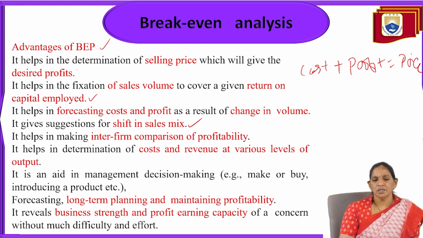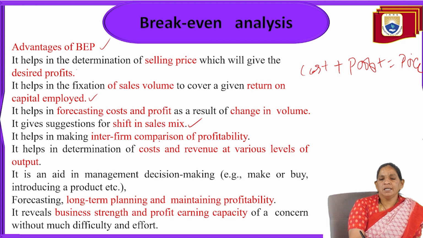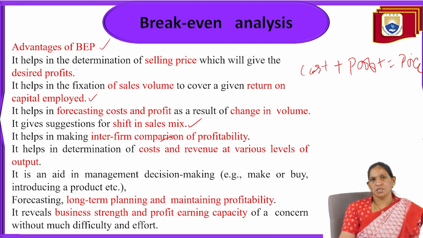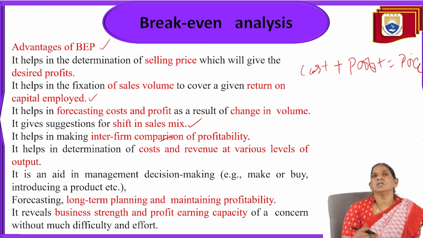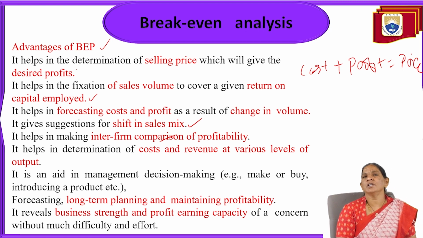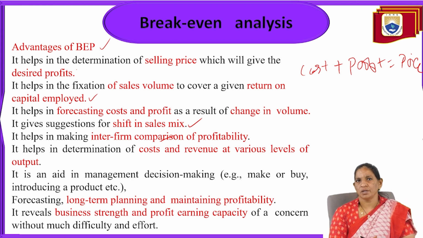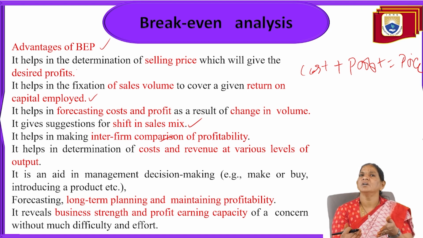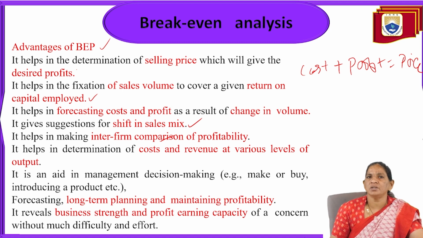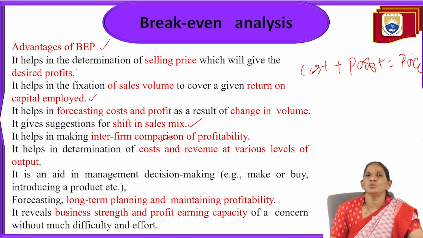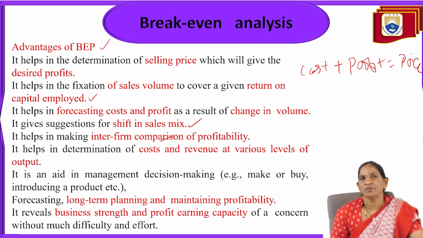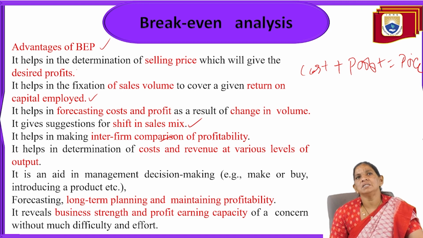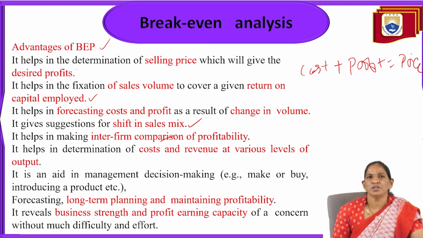Along with that, it will also help us in inter-firm comparison of profitability. Inter-firm means comparing one organization to another, and internally comparing, for example, what profit I got last year and what profit I got this year, whether it increased or decreased. Internally, the comparison of profits can be identified with BEP. This also gives some advantages relating to the determination of revenues, costs and levels of output.